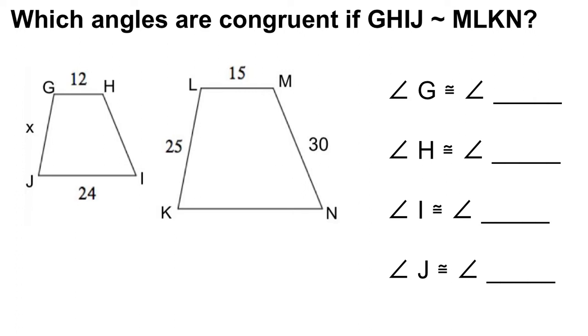Okay, so the key thing here is to make sure that you're looking at how the similarity statement is set up. So you'll notice that G and M are what we have at the beginning here. So you're going to want to make sure that you match G and M up together. And then if you look next, you've got H, and L is next in the other piece of the statement. So that means that H and L would go together. After that, we've got I, and then we've also got K. So that means I and K will go together. And then finally J and N.